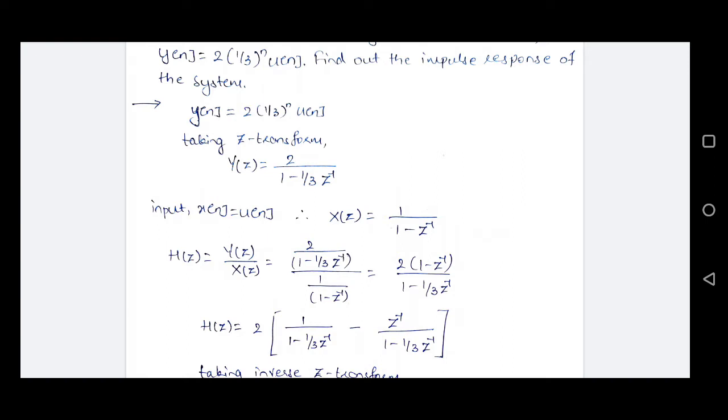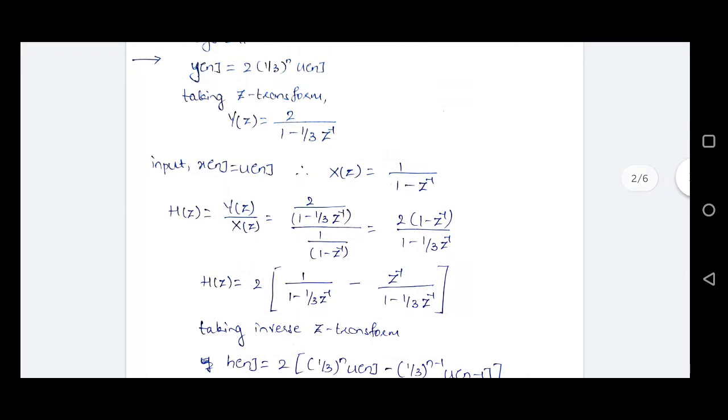Input x of n will be equal to the unit step sequence u of n. Therefore, its Z transform x of z will be given by 1 divided by 1 minus z inverse. So writing this in the ratio form, which will give us the transfer function, h of z will be equal to y of z divided by x of z. So 2 divided by 1 minus 1 by 3 z inverse, whole divided by 1 divided by 1 minus z inverse. Simplifying this, we'll get 2 times 1 minus z inverse divided by 1 minus 1 by 3 z inverse.